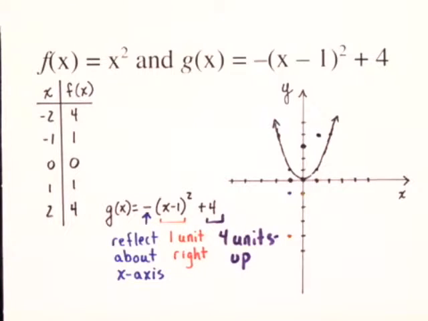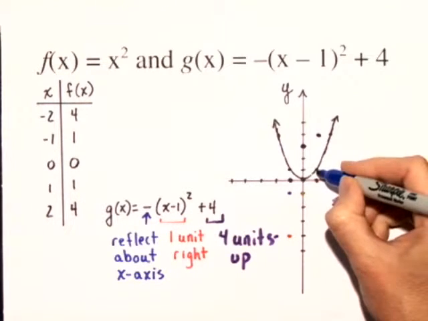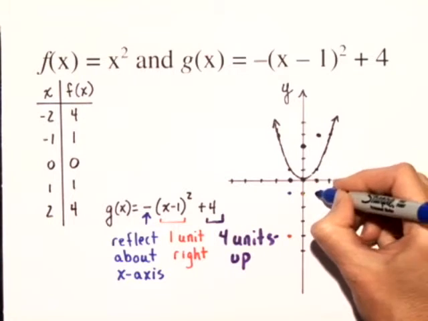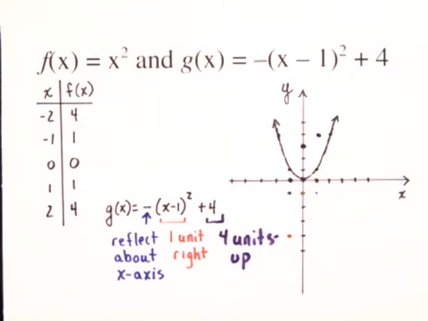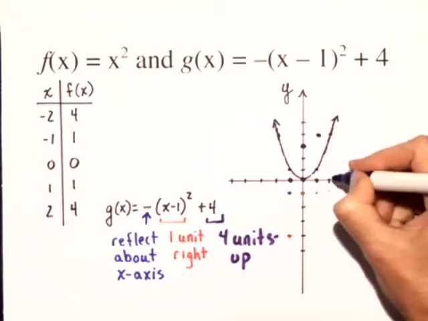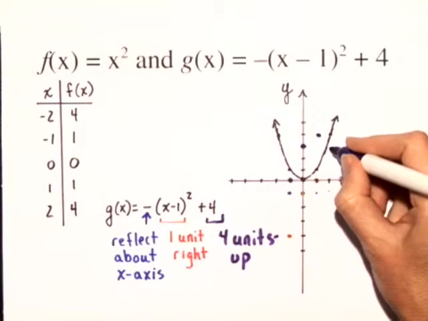Okay, let's do the last 2 points. We have the point 1, 1. Let's first reflect that about the x-axis right here. Let's move it 1 unit right there, and 4 units up. 1, 2, 3, 4, right here.